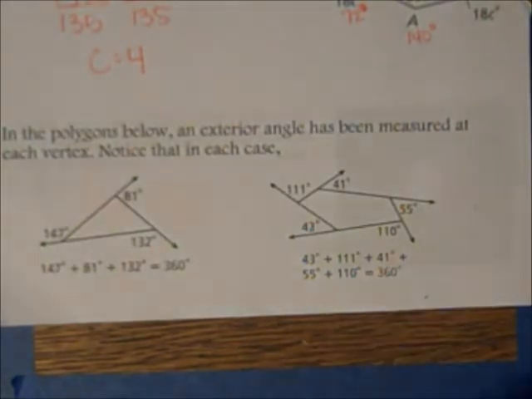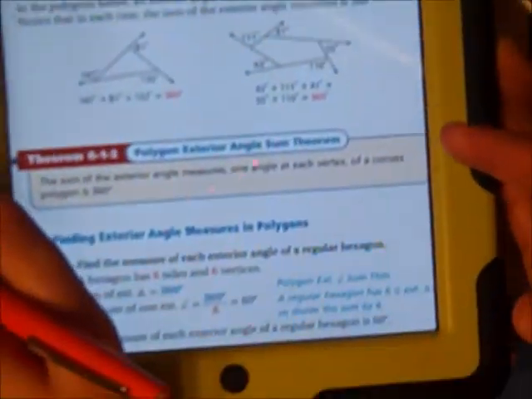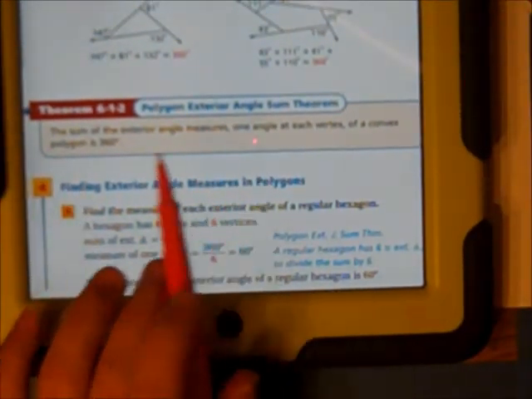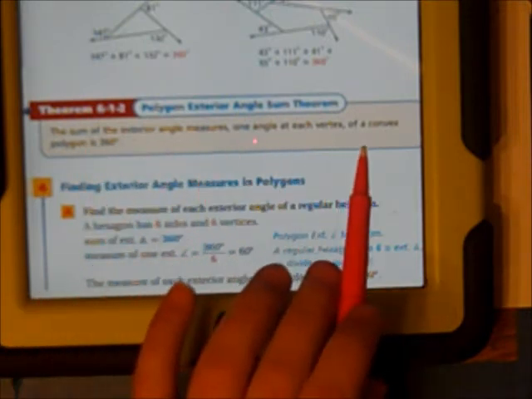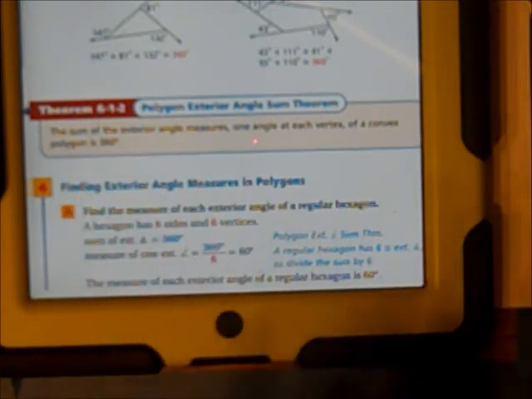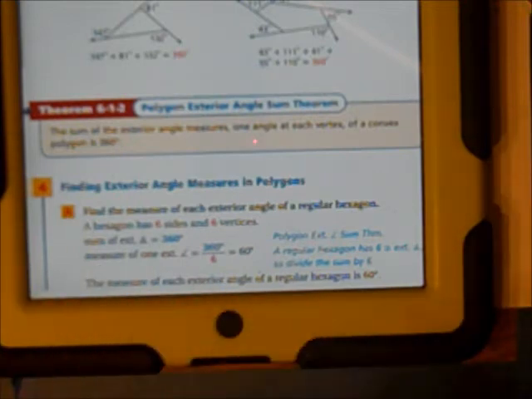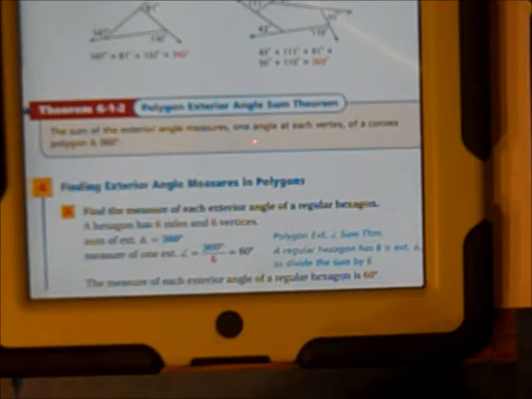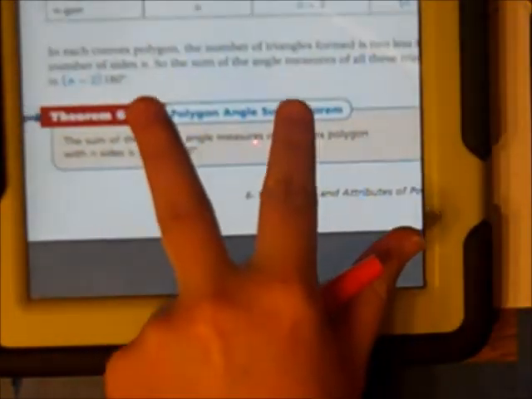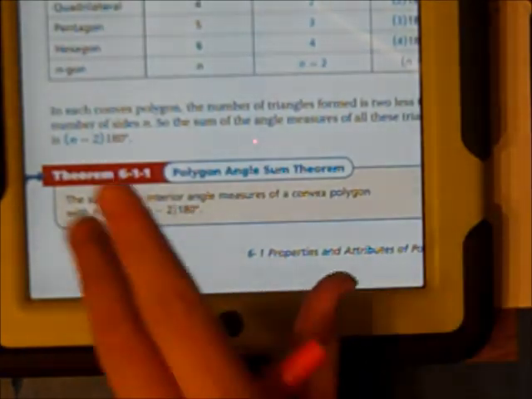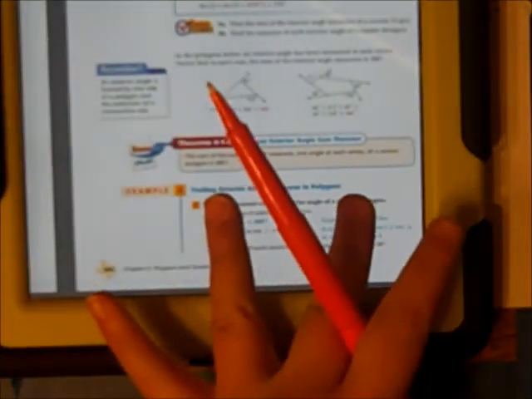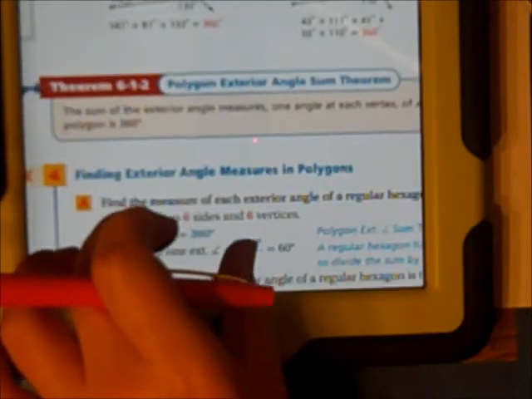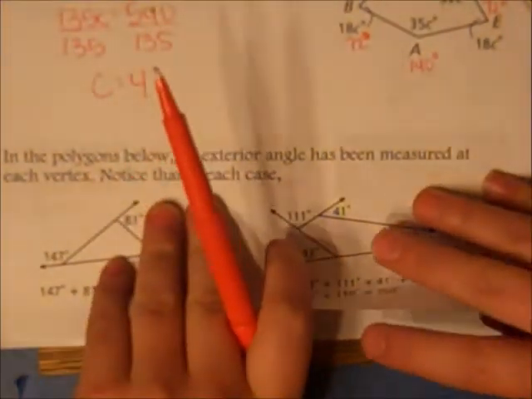So from there, we can conclude the polygon exterior angle sum theorem says the exterior angles add up to 360, no matter what. No matter if it's a triangle or a 57 gon, they're always going to add up to 360. So interior angles, you have to do the little formula, 180 times n minus 2. For exterior angles, it's just always 360 no matter what. Okay, so let's look at some applications of that.